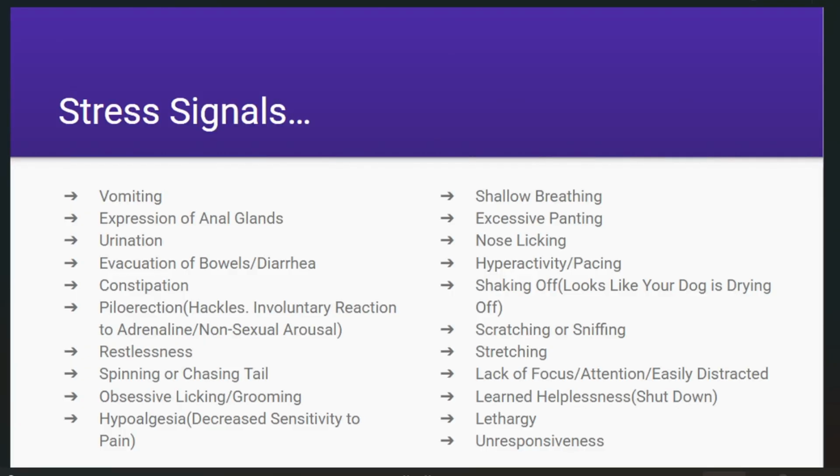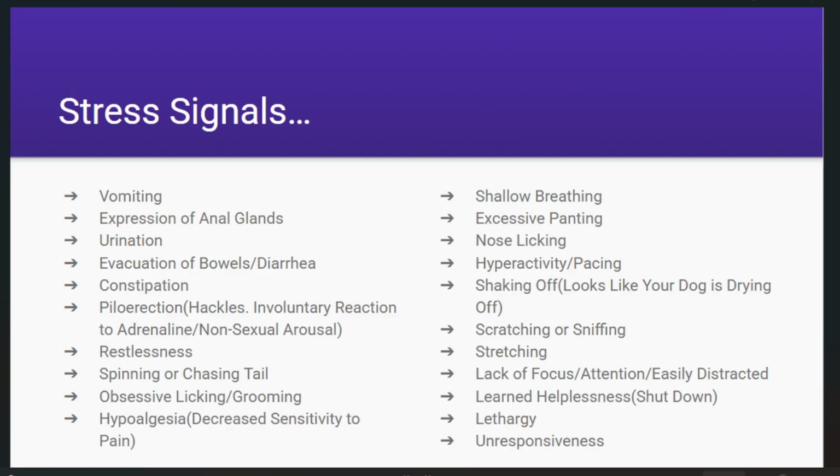Scratching or sniffing. Stretching, excessive stretching. So if they're stretching right after a nap, that's normal. If they're stretching again in the middle of a walk, no, that's not normal. Lack of focus, attention, easily distracted.